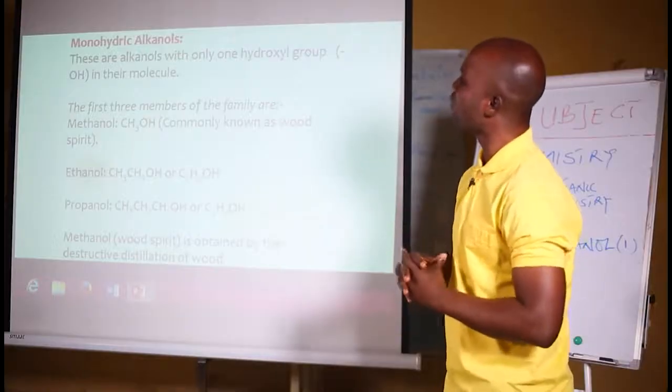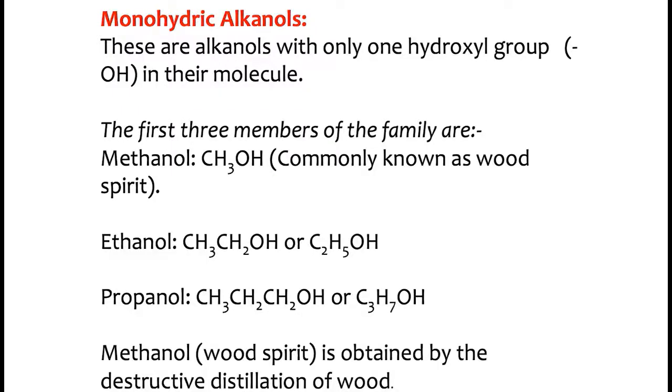Now, let's look at the types of monohydric alkanols. These are alkanols with only one hydroxy group, OH, in their molecule. The first member of the family is methanol, CH3OH, commonly known as wood spirit. Ethanol, CH3CH2OH, or C2H5OH. Then we have propanol, which is CH3CH2CH2OH, or C3H7OH. Methanol, or wood spirit, is obtained by the destructive distillation of wood.